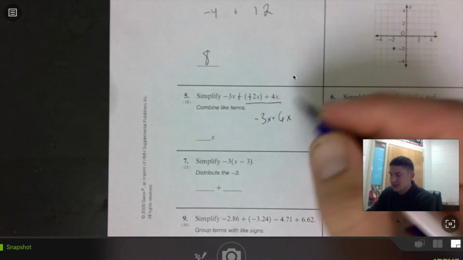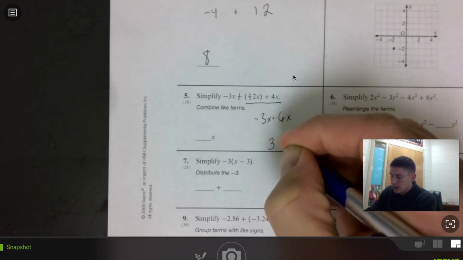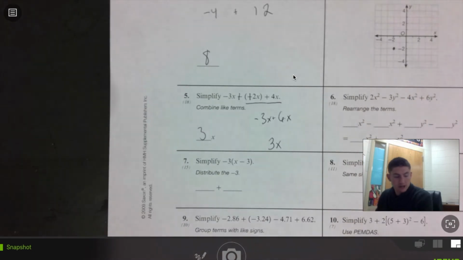Negative 3x plus 6x, different sign, different, subtract. 6 minus 3 is going to give me 3x. Write that in as my answer in that answer line.